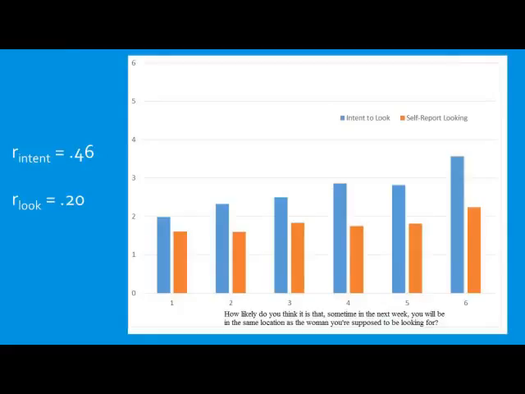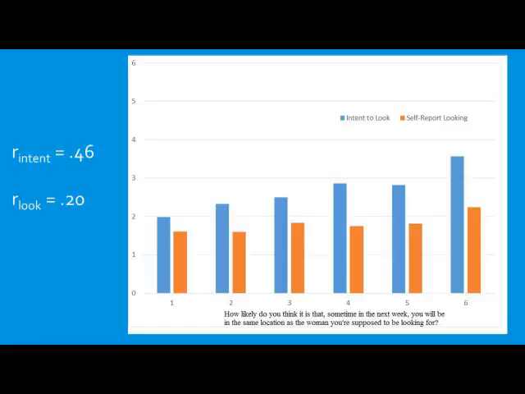In the initial survey and in the follow-up survey, we asked participants to indicate their intentions to look for the missing person and whether they actually did look, respectively. We also asked people to indicate how likely they believed they would encounter the target. As you can see here on the x-axis, that's the people's average rating of how likely they think it was that they would encounter the person. And the y-axis shows self-reported intent to look. Those are the blue bars. And the orange bars are self-reported looking behavior when we ask them later. To the left are correlational coefficients between expectancy of encounter and intent to look.